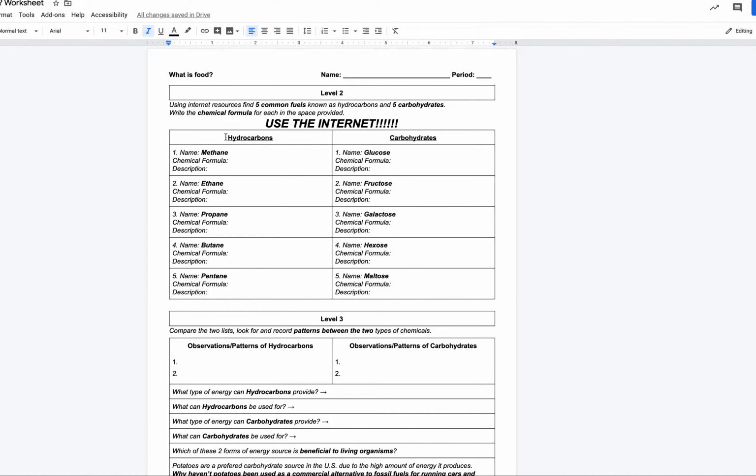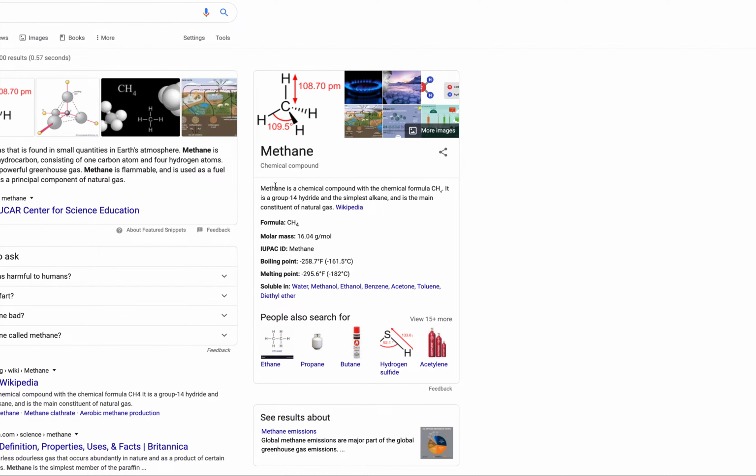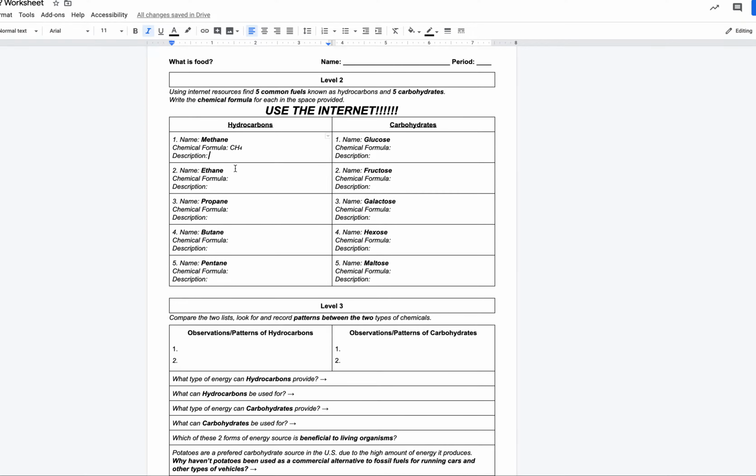So you have here five hydrocarbons: methane, ethane, propane, butane, pentane, and you have to find the chemical formula. So you're gonna go to online resources, and we're gonna start with methane. And here you go, methane. There's a description right there, and the chemical formula is CH4. Always remember to write the numbers of the atoms in subscript. Okay, so CH4 means one carbon, four hydrogens, and then you can write the description right there.